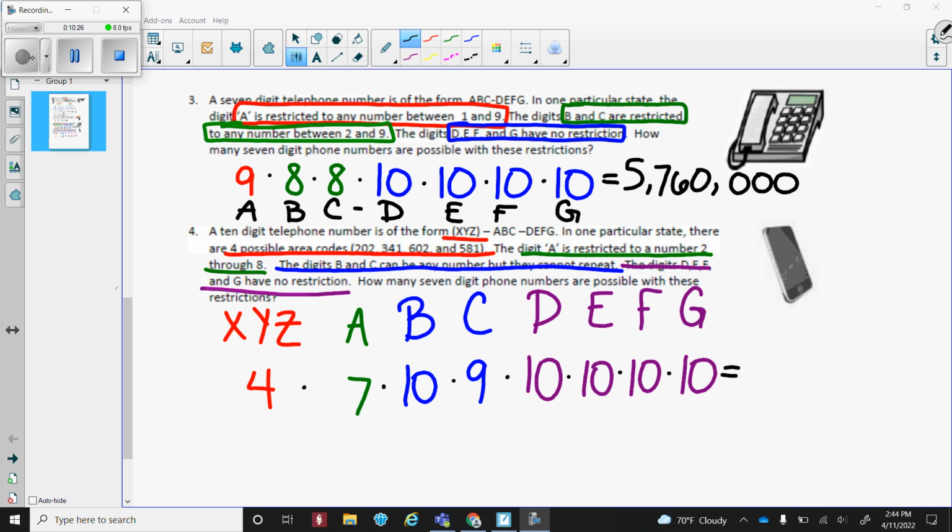When we multiply these together, we get 25,200,000. So that's even more combinations than we saw in question 3. This has been the front of your counting principle worksheet.